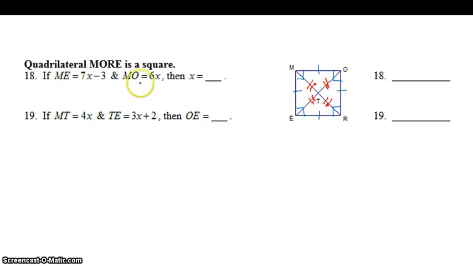And so I'm just going to do one of these. Let's see. This talks about ME and MO. So ME and MO, that'll be easy. Those are congruent sides. Let's look at this one. So MT is from here to here, and that's 4x.